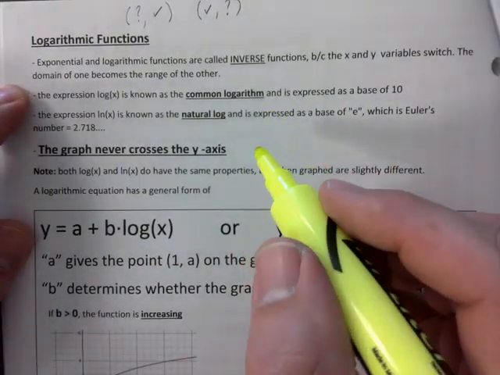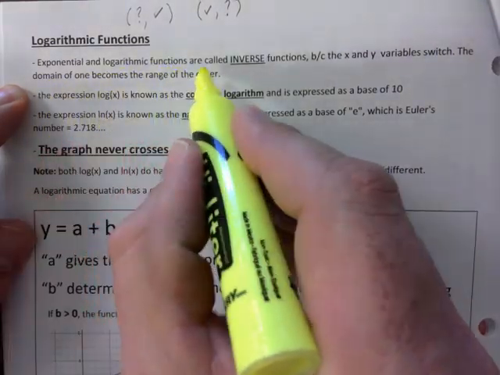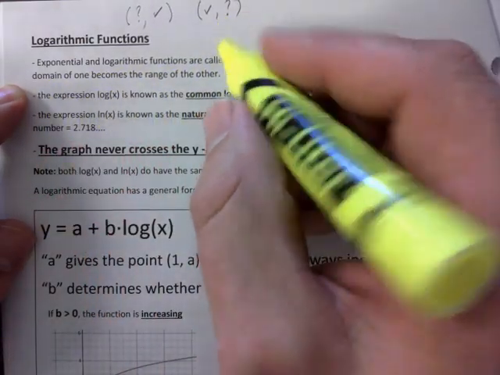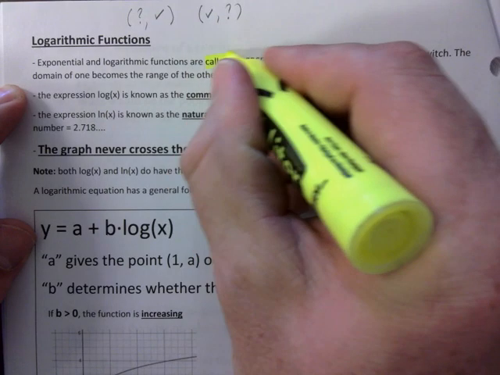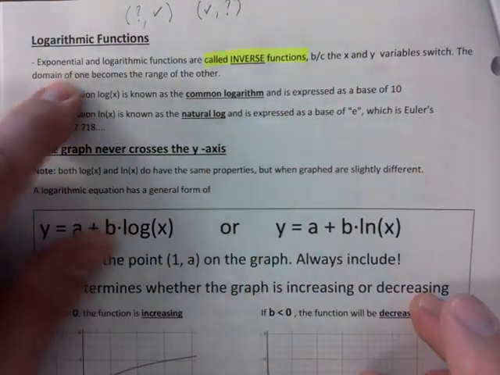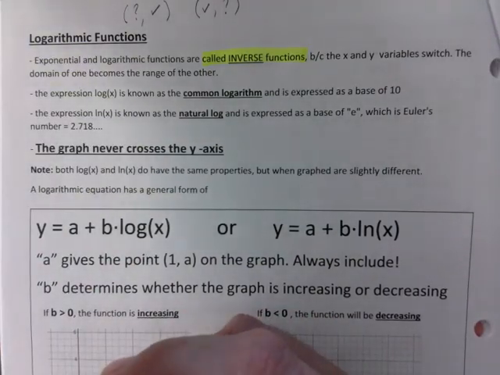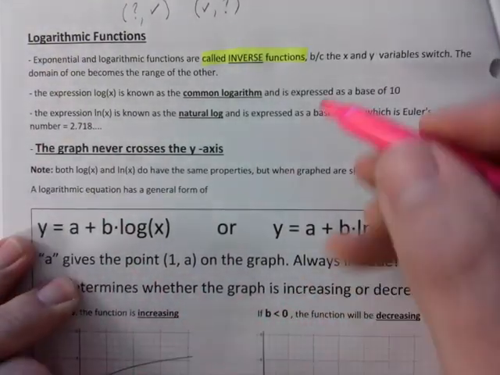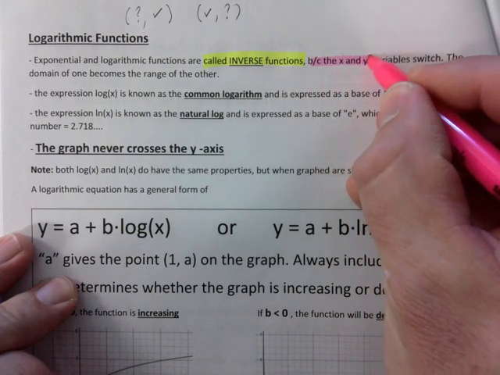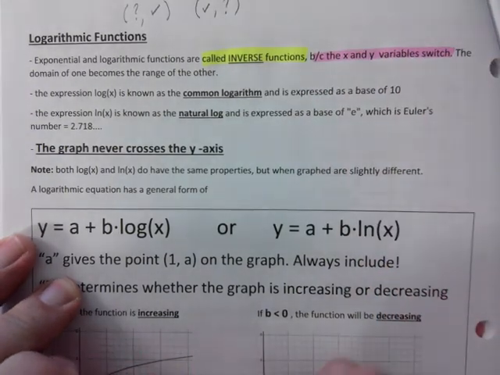graph. On the iPad, I should say, exponential logarithmic functions are called inverse. Okay, inverse functions. Here is the big thing you need to highlight. It's because the x and the y variables switch.